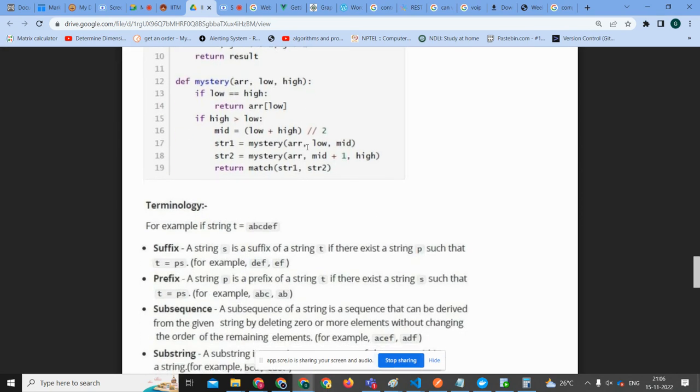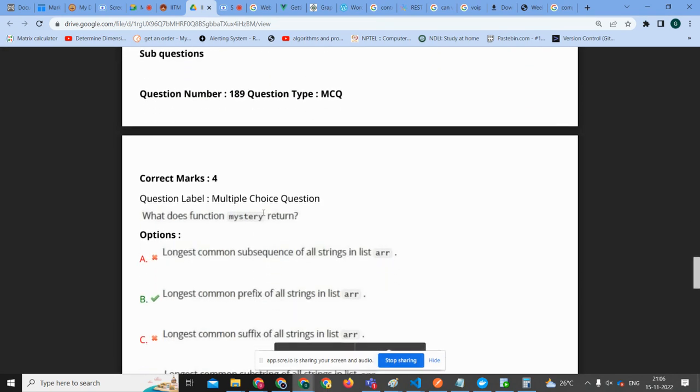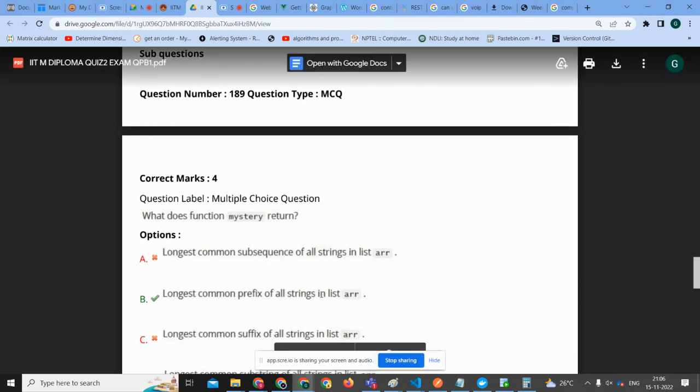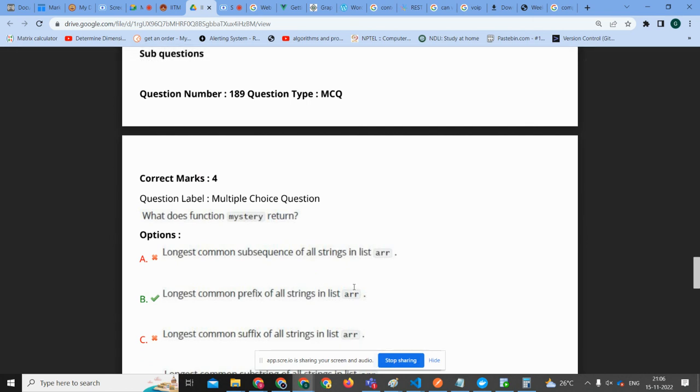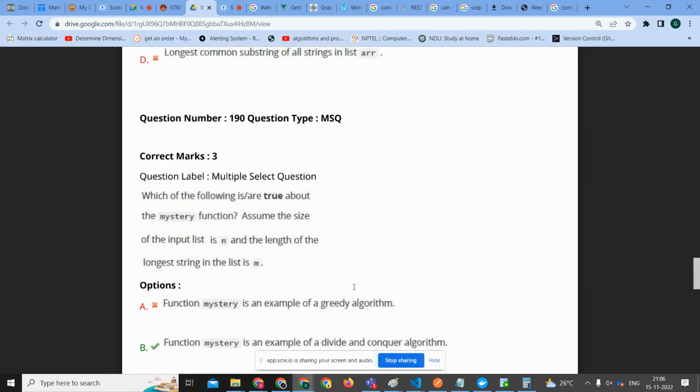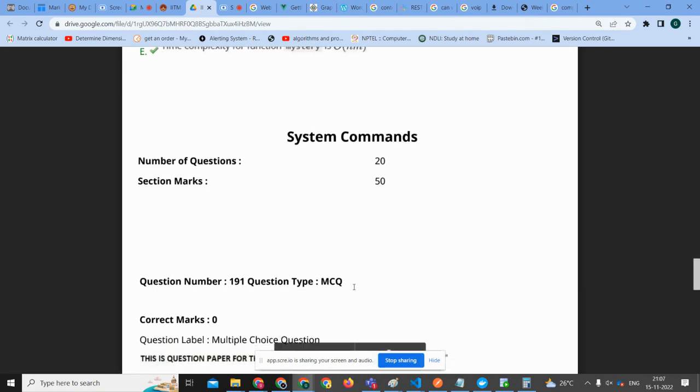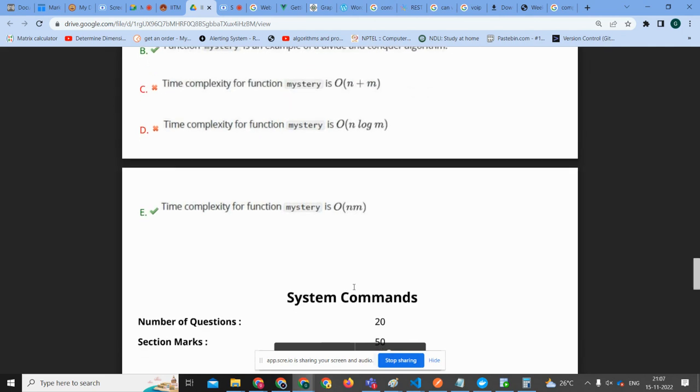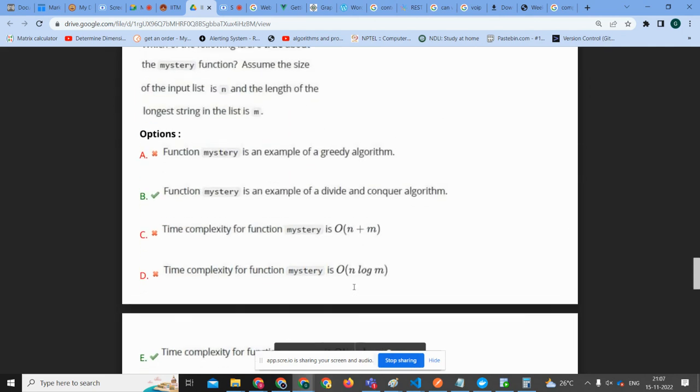So we saw what was match and mystery, and the longest common prefix of all the strings in the list array. Correct, Afnan? Yes, it is correct. Exactly. Uma also got it, I think, right? Everyone is fine. Okay, great. So now that we have explored this, this is the last question. We'll finish this up.